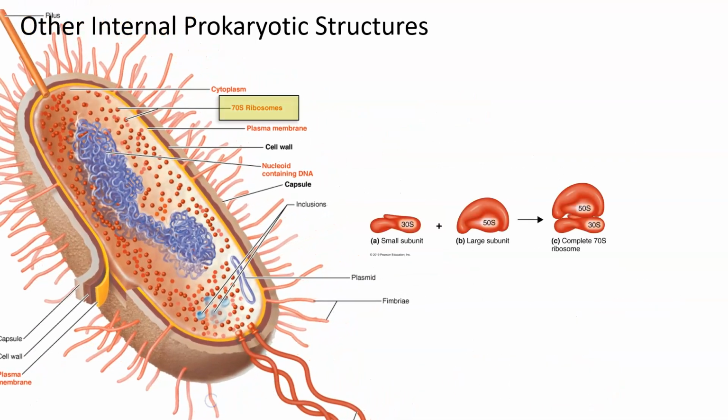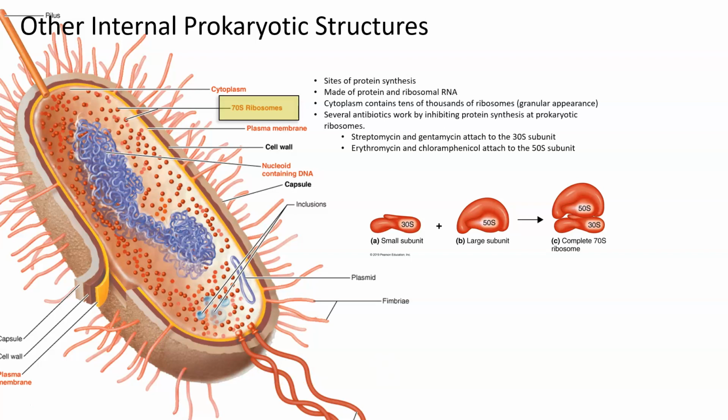Focusing on the ribosomes, in a prokaryote, they are 70S ribosomes in comparison to eukaryotes, which are 80S ribosomes. You can see that a 70S ribosome is going to consist of a larger 50S subunit and a smaller 30S subunit. That gives us a total 70S ribosome. The ribosomes are sites of protein synthesis, so they are going to use the mRNA, rRNA, tRNA to produce proteins by linking peptides, forming polypeptides.